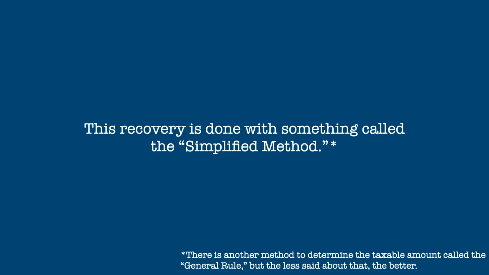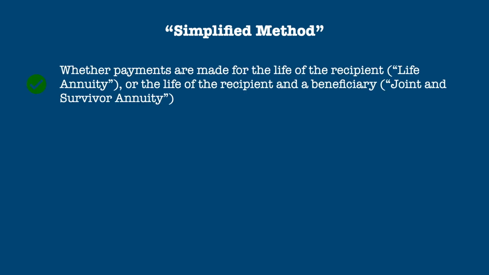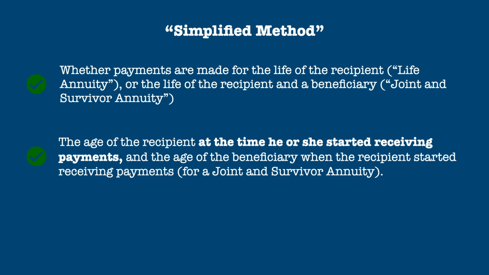To calculate the non-taxable portion of a contributory pension using the Simplified method, you need to know 3 things in addition to the recipient's cost in the plan. 1. Whether the payments are made for the life of the recipient, called a life annuity, or the life of the recipient and a surviving beneficiary, otherwise called a joint and survivor annuity. 2. The age of the recipient at the time he or she started receiving payments, and the age of the beneficiary when the recipient started receiving payments if the pension is a joint and survivor annuity.